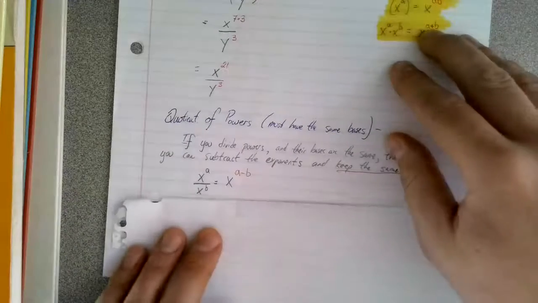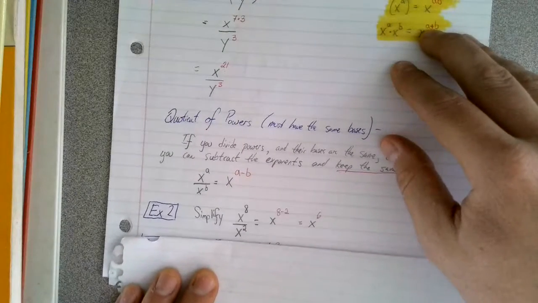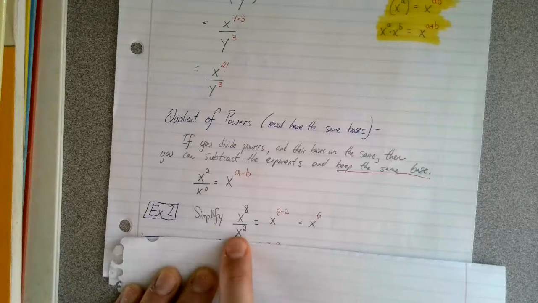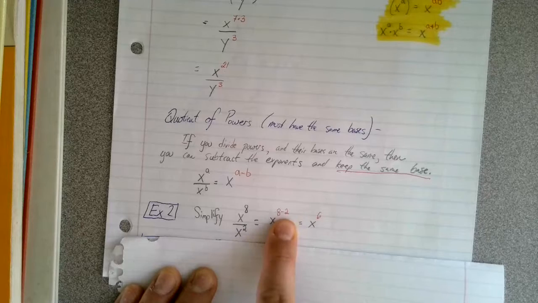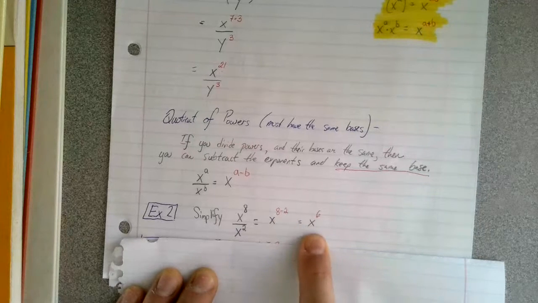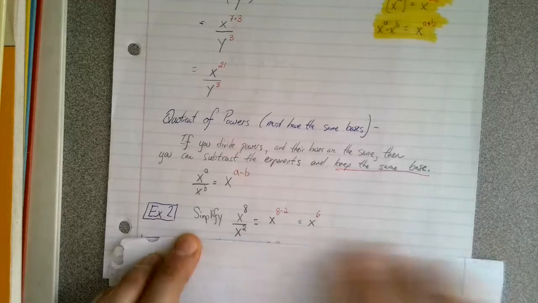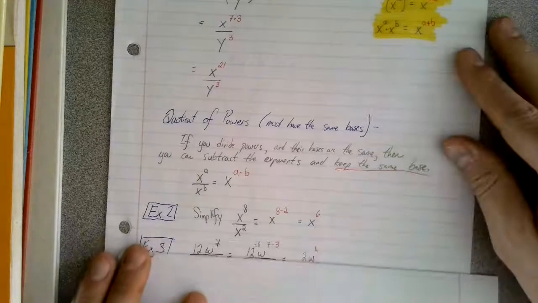So if we were to have x to the power of 8 over x to the power of 2, we have the same base. We're able to subtract the exponents and land on x to the power of 6. And that's it. Nothing else to do there. And another quick example.